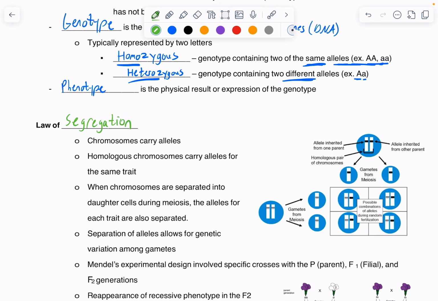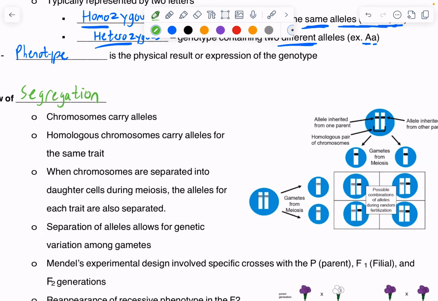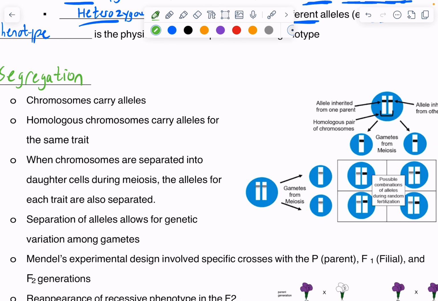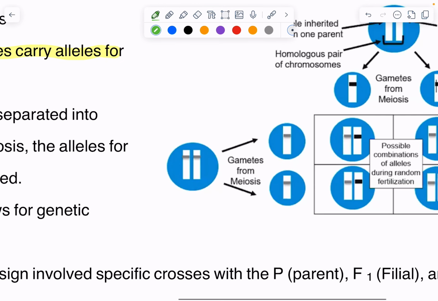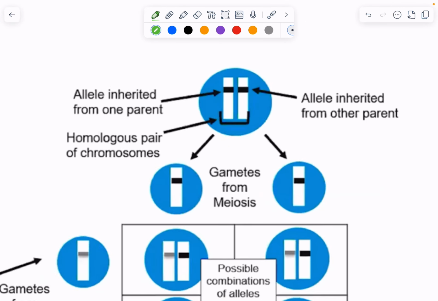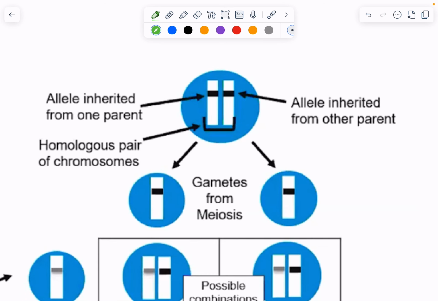All right, so this idea starts with the fact that some chromosomes here carry alleles. And so homologous chromosomes, this is in the meiosis topic, carry alleles for the same trait. They don't have to carry the same allele, right? We look at a homologous pair here. Maybe this is a dominant one, and maybe this is recessive. Versus this cell, maybe this is from mom and dad, and maybe this one is little a, little a.